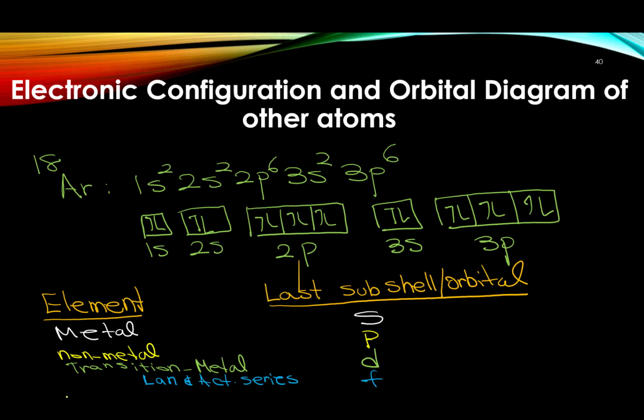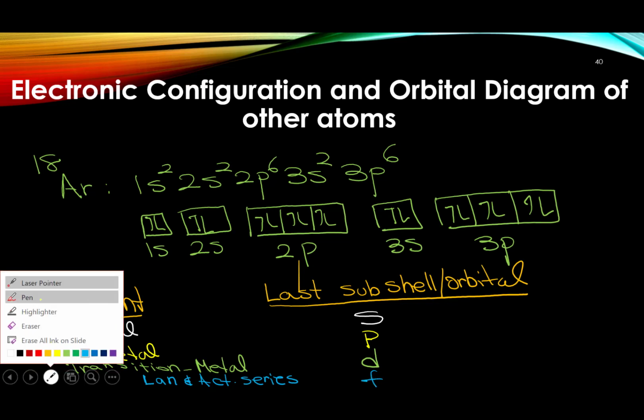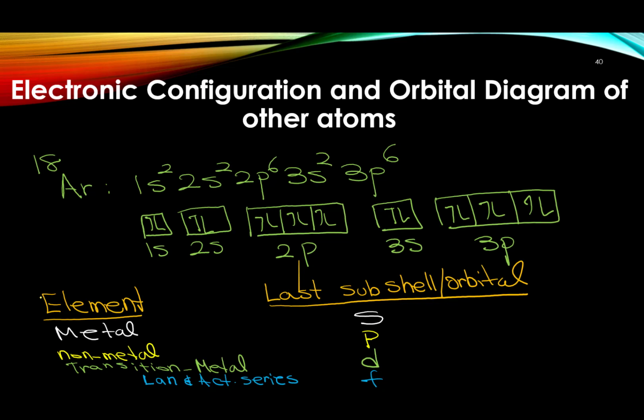Okay, then one more time, for the element that we are writing the electronic configuration for, or the orbital diagram, it doesn't matter. If it's a metal, the last subshell is S. If it's a non-metal, the last subshell is P. If it's a transition metal, the last subshell is D. And if it's a lanthanide or actinide series, they will be F. That's how you can always double check with yourself to make sure you've done it correctly.